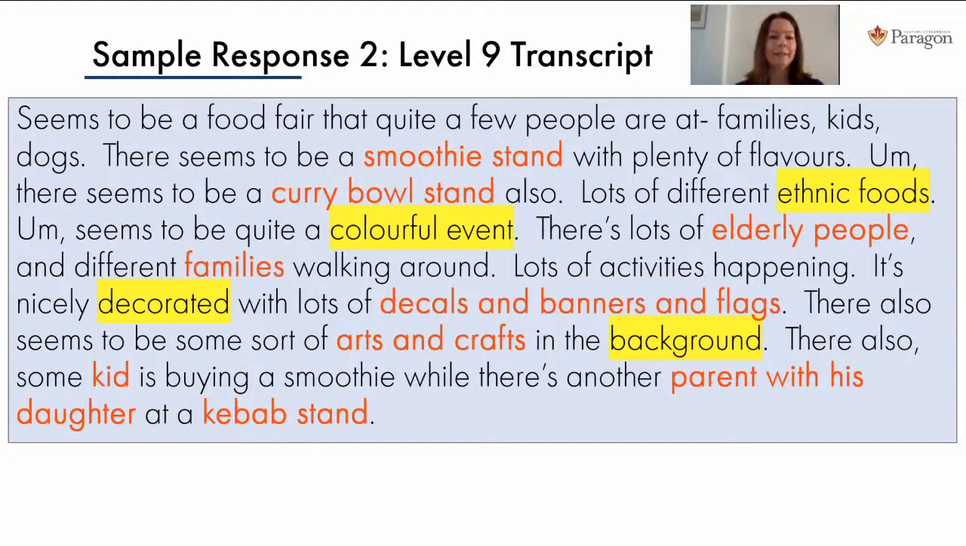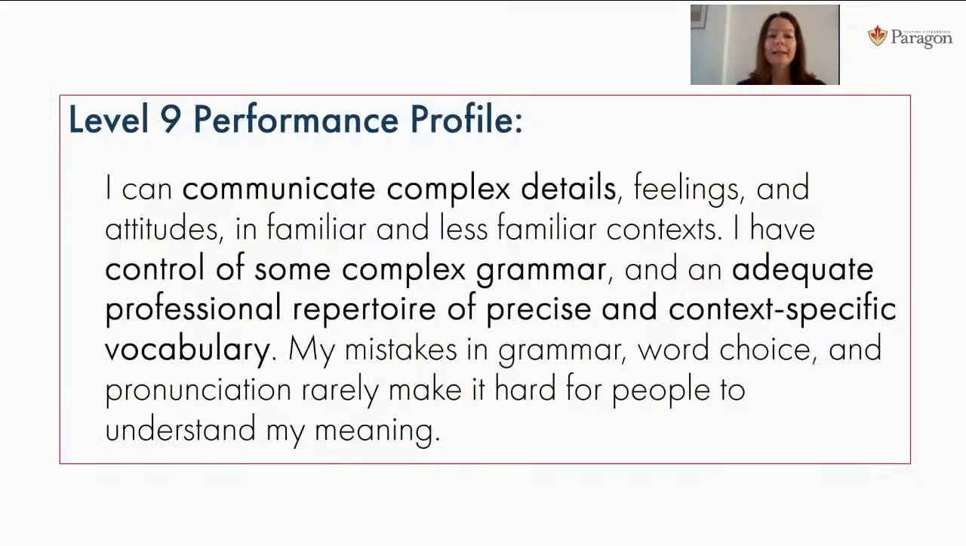So we do get ethnic foods, we do get colorful event and decorated and the backgrounds described. But as you can see, it's just not quite as sophisticated as that level 12. So we know that a level 9 performance profile says the speaker can communicate complex details. And we certainly have some examples. We do get the decals and the banners and things like that.